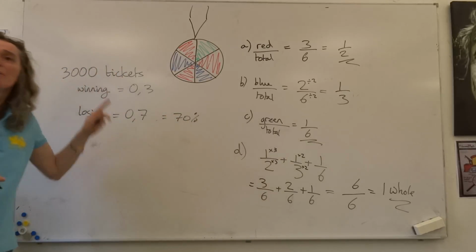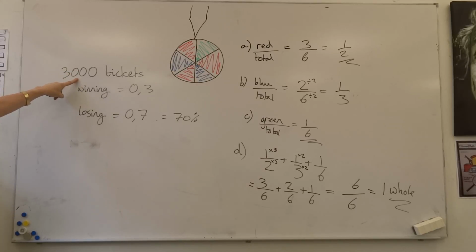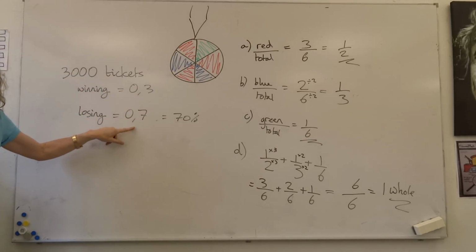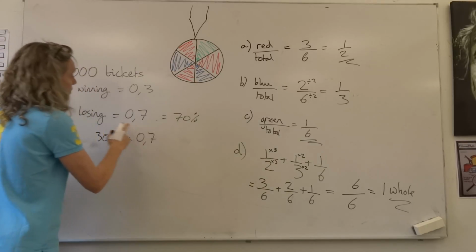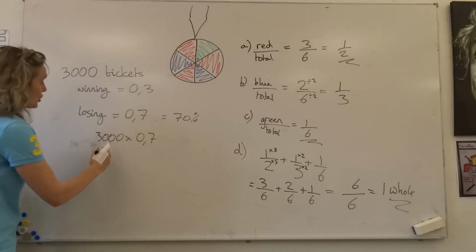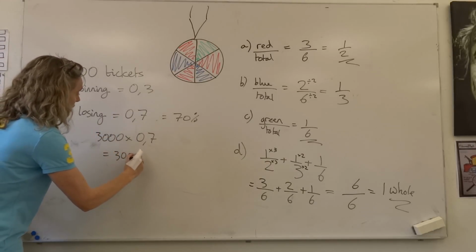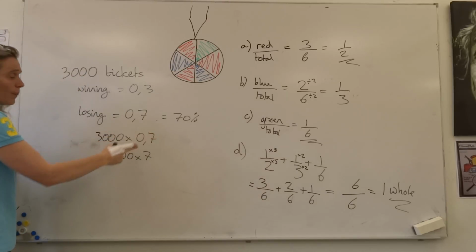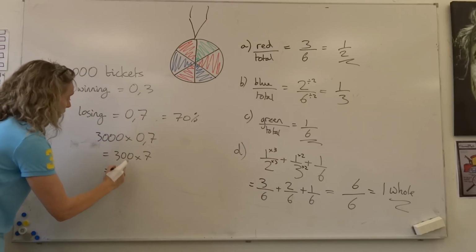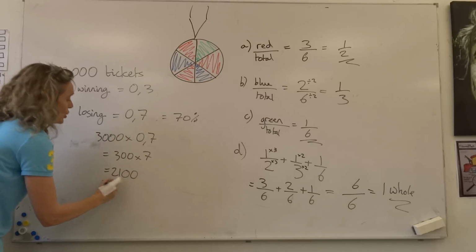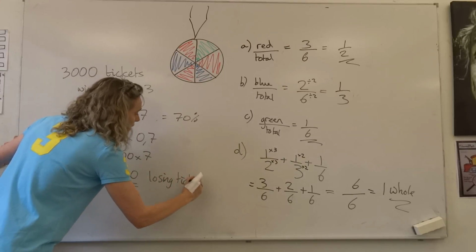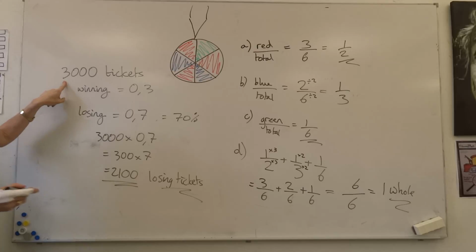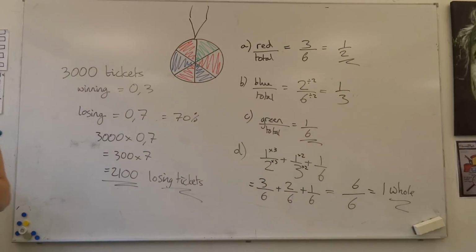So if you want to know how many of these 3,000 tickets are losing tickets, you multiply it by the change factor, 0.7. So you get 3,000 times 0.7, that's the number of losing tickets. I'd change that to 300 times 7 instead, getting rid of the decimal. 3 7s are 21, and you've got your 2 zeros there as well. So there's 2,100 losing tickets out of the 3,000, which would mean that there are 900 winning tickets. Okay, but the question was how many losing tickets? 2,100.